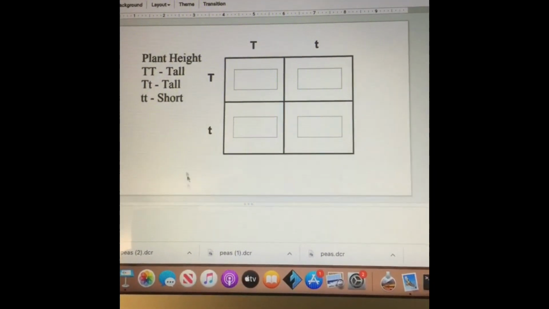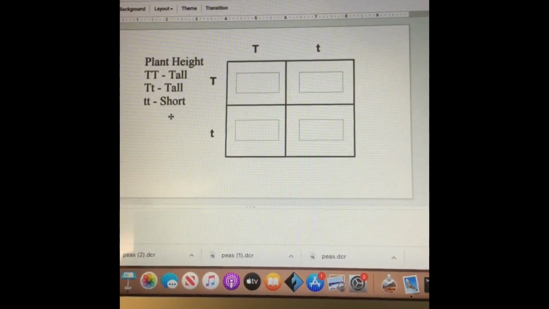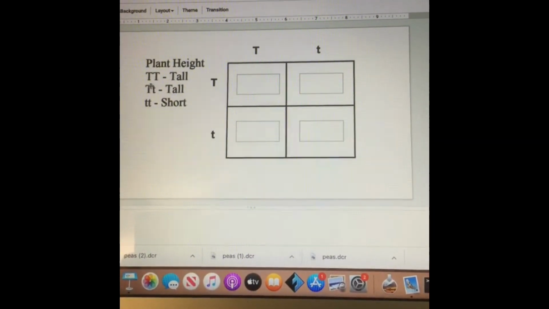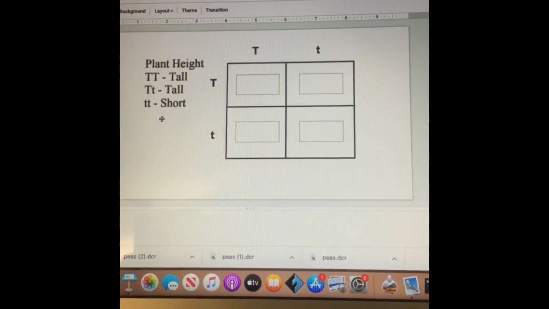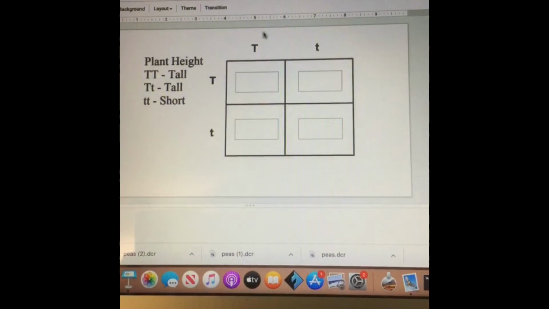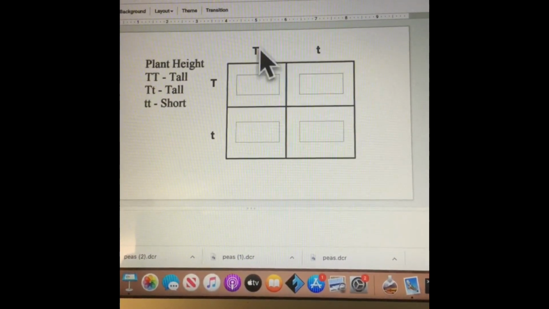So let's just look at a bunch of examples here. Let's look at some plant height. With our plants, we have tall plants, which is the dominant trait, and short plants, which are the recessive trait. Here are my two parent plants. Here's one parent up here at the top.